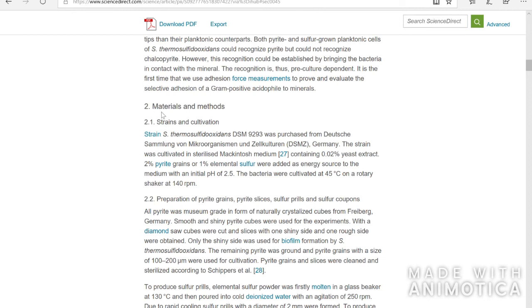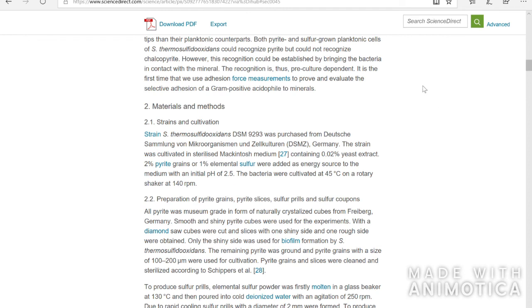Okay, so first thing they did was strains and cultivation. The important step in this whole process is first being able to cultivate your bacteria of interest. You can't really study the bacteria in question if you don't have it. So first things first, in this experiment, they needed their strain. So they cultivated it in the best condition that they thought. They got the bacteria from a company in Germany. The strain was cultivated in sterilized Macintosh medium.